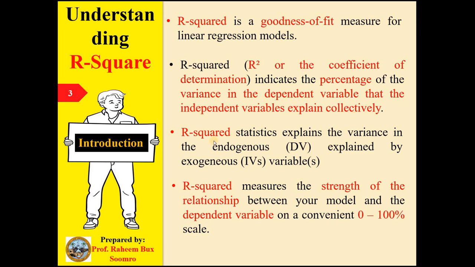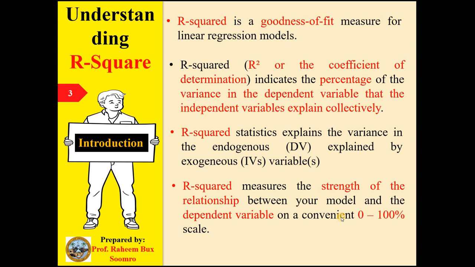called R square. The R square statistic explains the variance in the endogenous dependent variable explained by the exogenous variable, or by a few variables, like two or more independent variables. You will get the value of R square even if there is only one independent variable and one dependent variable. Basically, R square means the strength of the relationship between your model and the dependent variable.